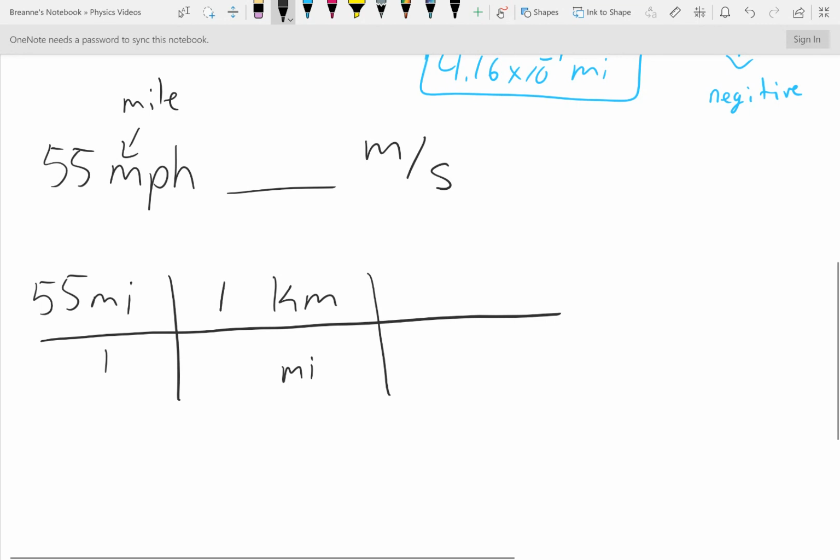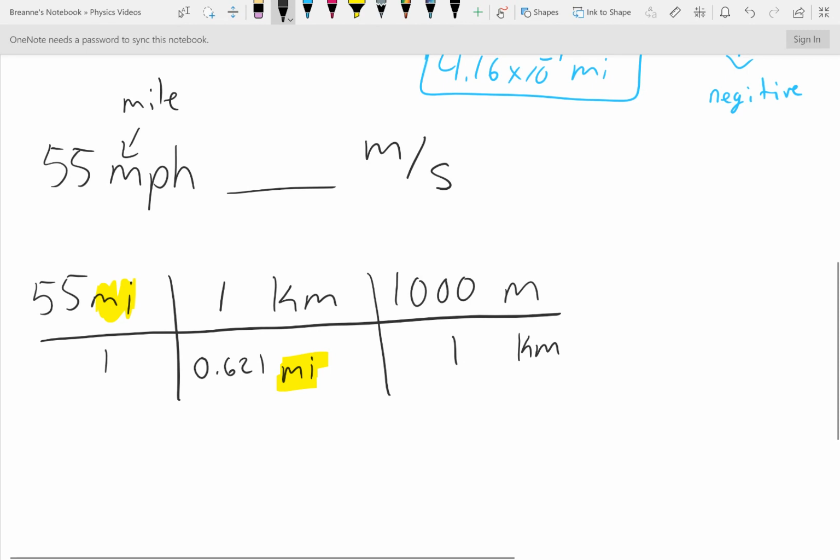So for 1 kilometer, there's 0.621 miles, and that would cause our miles to cancel. But we didn't want kilometer, we wanted meter. So kilometer has to go on the bottom so it cancels, and we want meter. And for 1 kilometer, there's 1,000 meters.